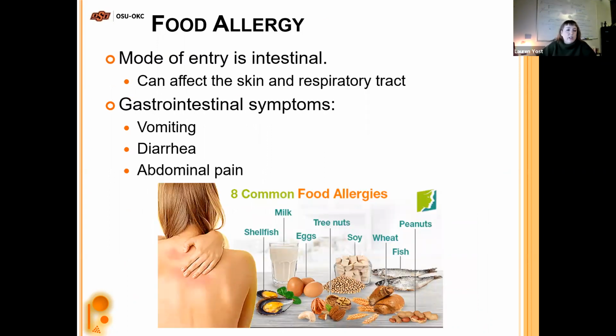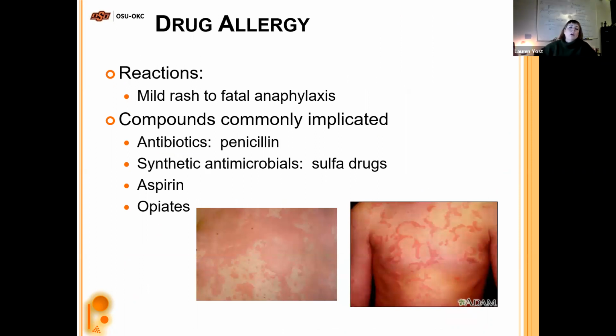A food allergy, you have an intestinal reaction to something. We might have vomiting, diarrhea, abdominal pain. We don't always have association with the skin and the respiratory tract, but those are pretty common. We are used to seeing those as far as shellfish and peanut allergies and similar things go.